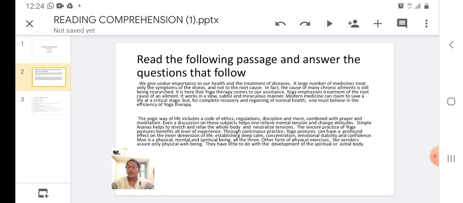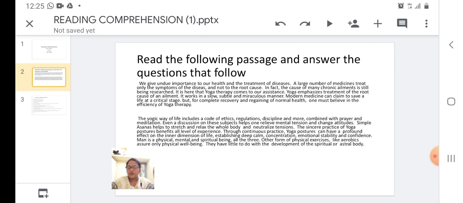Other forms of physical exercise assure only physical well-being, whereas yoga develops the spiritual, the mental, and the physical well-being. So this is what it is: the spiritual, the mental, and physical well-being. It is there, but it's not stated directly. You can see it's there. You have to make that out and write.